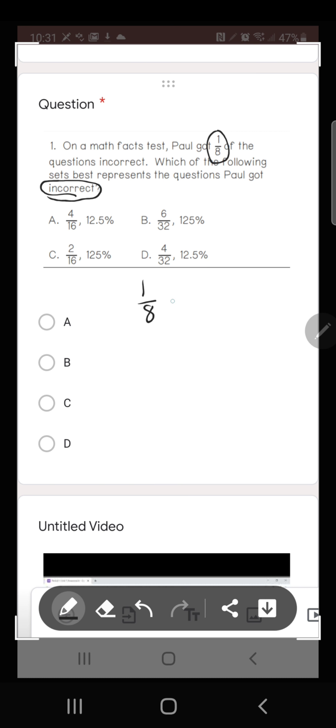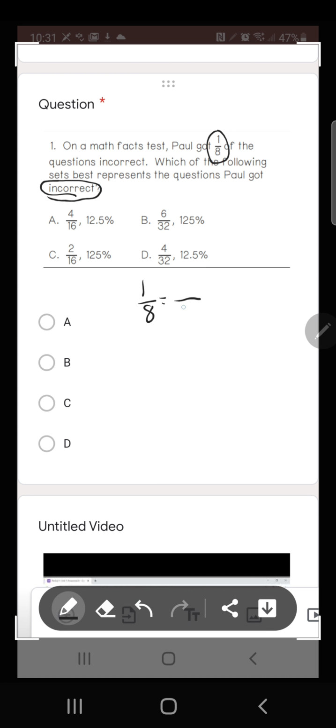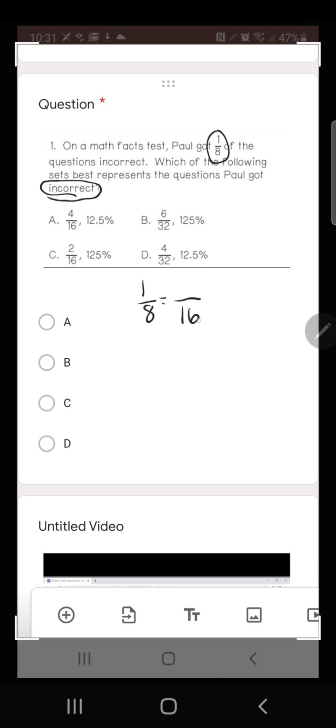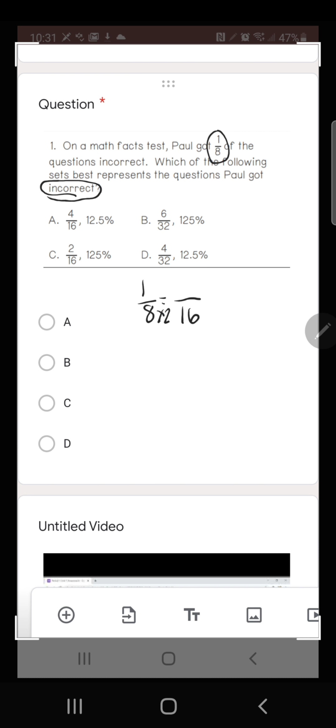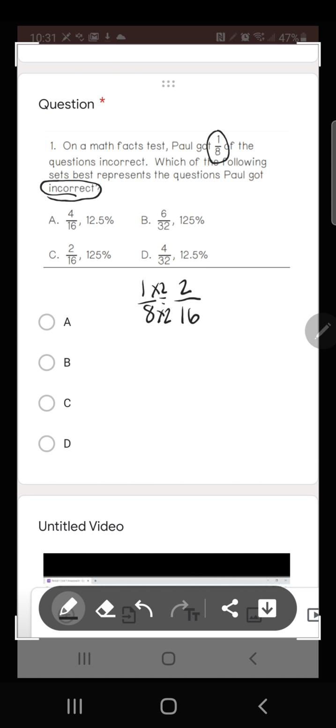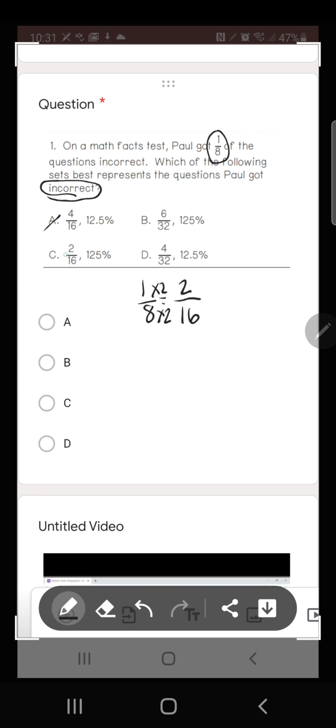And this is 4/16. So I'm going to say, okay, if I set it to have a denominator of 16, what would that equivalent fraction be? Multiply this by 2, multiply by 2. 1 times 2 is 2. Well, 1/8 is not equivalent to 4/16, so I know that this is automatically out. This is a possibility because of the fraction, but I'm going to go over here and deal with the 32 next.